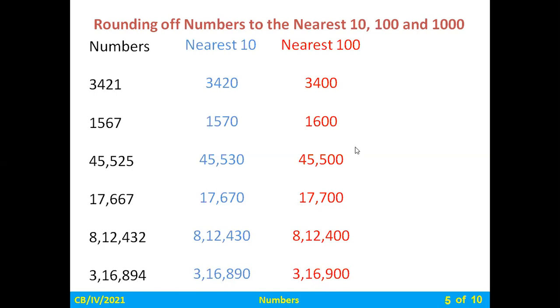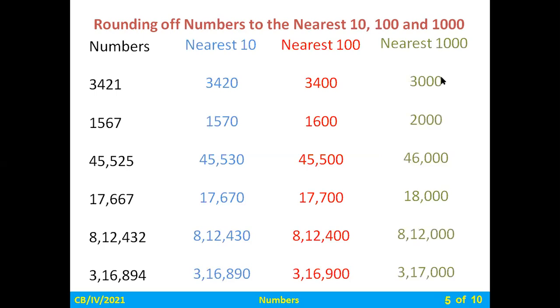Now understanding the nearest thousands. Now here you can see 3,421 got rounded off as 3,000. Here the range will be 3,000 to 4,000. So the middle number of 3,000 and 4,000 will be 3,500. Now 3,421 is less than 3,500, so it got rounded off as 3,000.